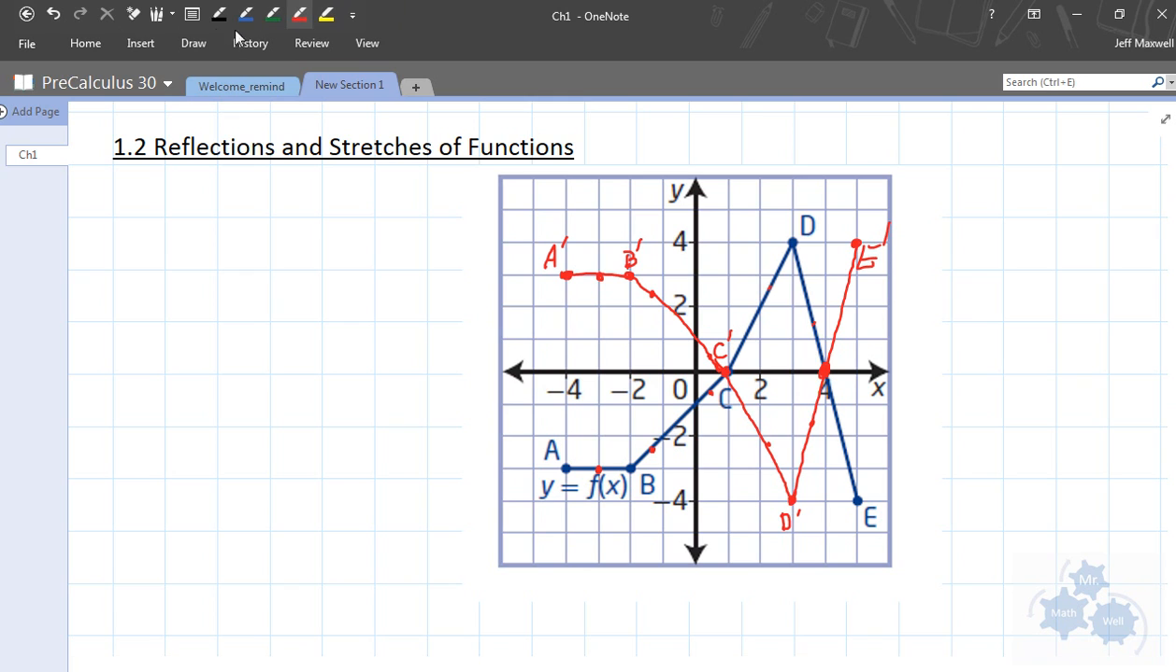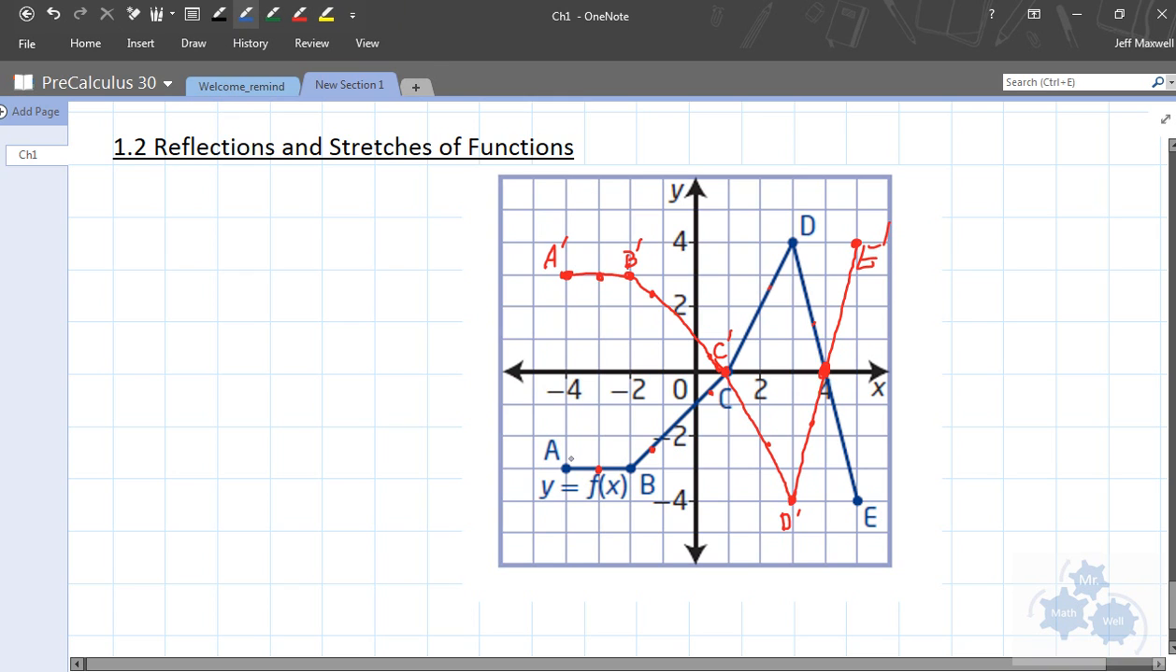Okay? Now what I want to point out is I just want to list a few of these points here. So this point A is what? What's the coordinate for this point? -4 what?